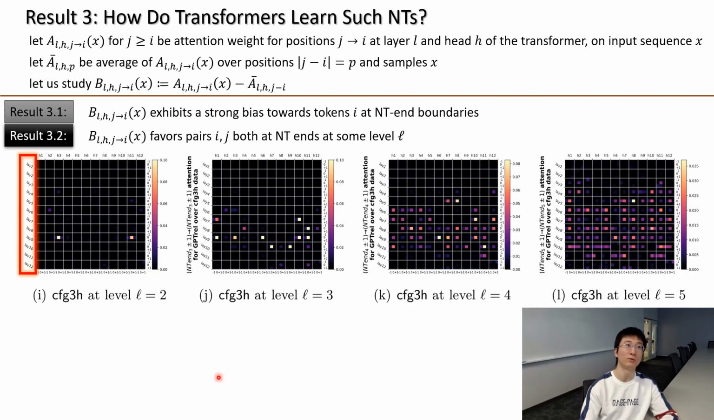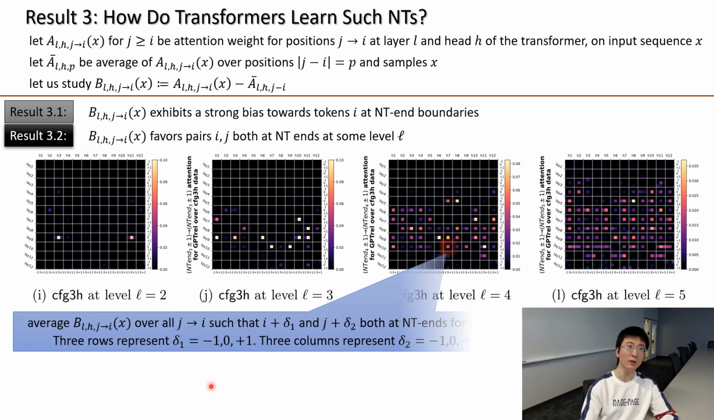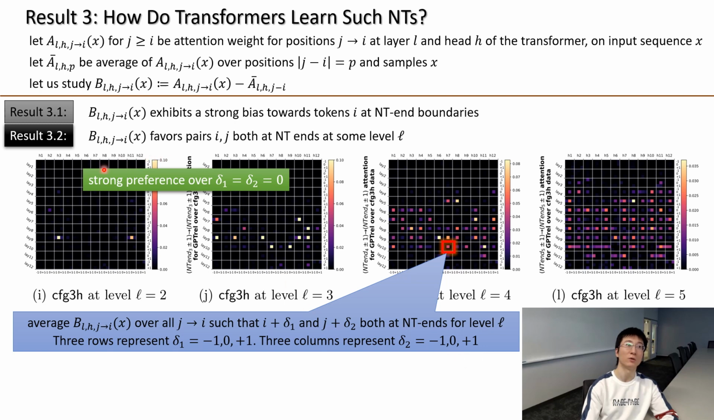Again, we look at different levels, different layers of the transformer and different attention heads. And here, each cell is 3 by 3. So it represents the average value of the B's over those J attend to I, such that I plus some delta 1 and J plus some delta 2 are both at the NT-ends for level L. And here the rows represent delta 1 equal to -1 until +1, and the 3 columns represent delta 2 equal to -1 through +1. So once again, you see that the model has a strong preference over delta 1 and delta 2 exactly equal to 0.